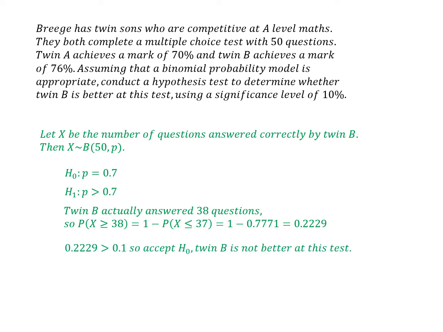And because 0.2229 is bigger than 0.1, we have to accept H0. This is not a rare event. It would have to have a probability of less than 0.1 for it to be a rare event and for us to reject H0. So our conclusion is that twin B is not better at this test.